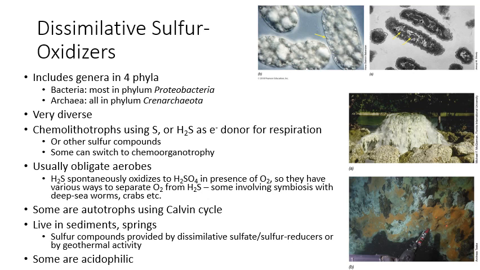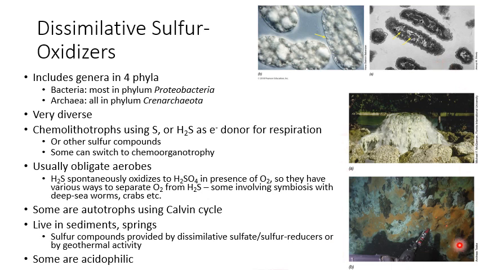Those sulfur compounds that they need, the sulfur itself or the hydrogen sulfide or the other sulfur compounds that they can use, some of them are going to be provided by geothermal activity depending on the location. So when they're living in a spring or near a deep sea vent, it's geothermal activity that's ultimately providing the sulfur for them. But it could also be that the sulfur is in a different format and it's being converted to actual sulfur, or to hydrogen sulfide by dissimilative sulfate reducers or sulfur reducers. A lot of them are autotrophs that use the Calvin cycle to fix carbon, and some of them are acidophiles. The ones that live in springs would be acidophiles.